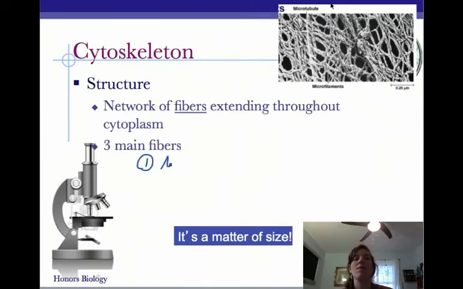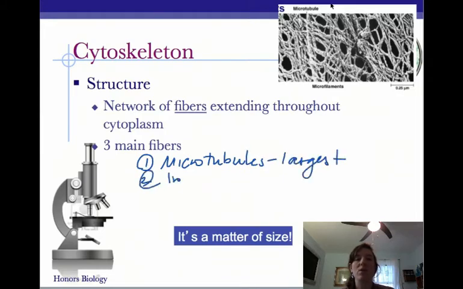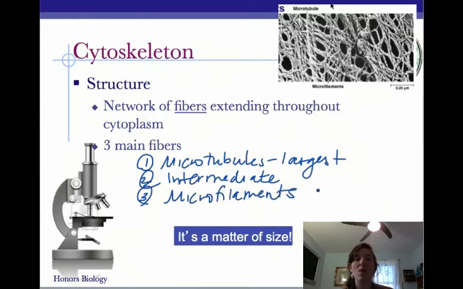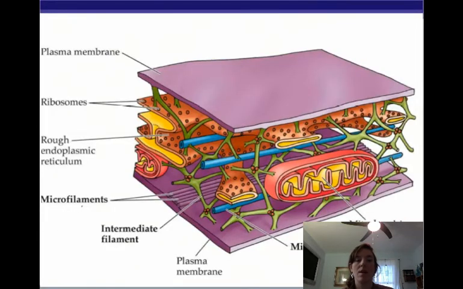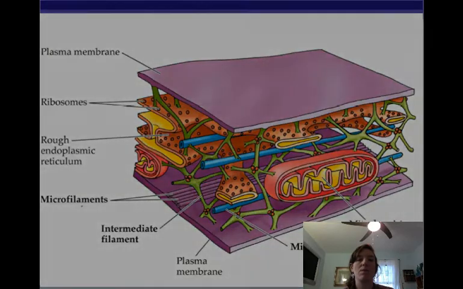There are three different types of fibers in the cytoskeleton. They range from small in diameter to much thicker. The largest is the microtubules. The intermediate in size is appropriately named the intermediate filaments. Lastly, the smallest in size are the microfilaments. Here's a great picture showing the relative size of each. Notice that the microtubules and microfilaments are relatively linear, while the intermediate filaments form a web-like network.